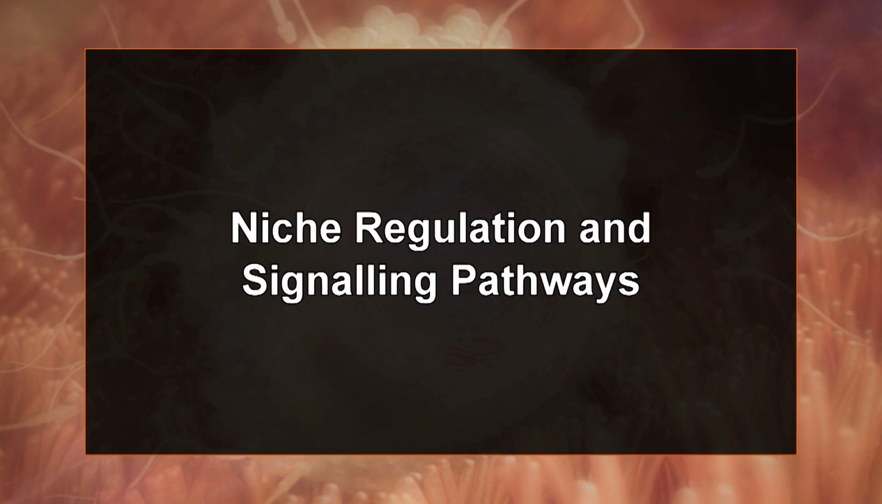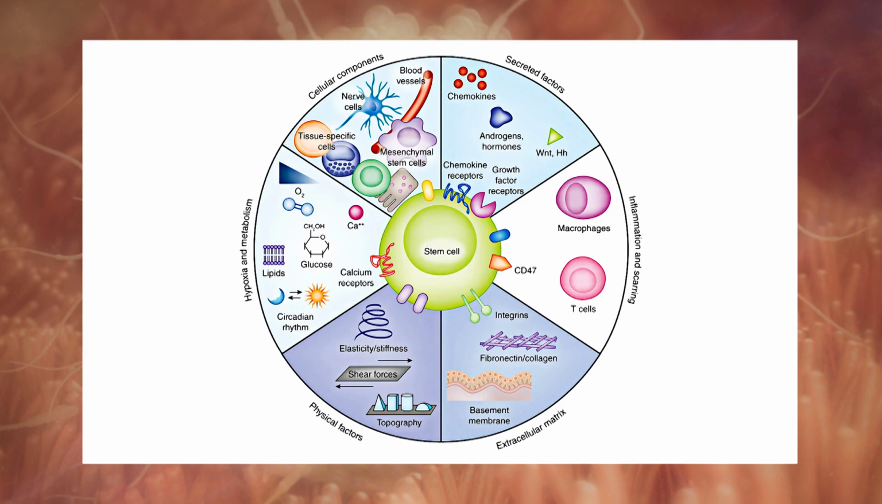Moving on to niche regulation and signaling pathways. Stem cell niches provide soluble factors, for example, stem cell factor for HSCs, and cell-to-cell contacts, for example, cadherins, to control quiescence and activation. In neural stem cells, or NSCs, of the subventricular zone, sonic hedgehog, SHH, and fibroblast growth factor 2, FGF2, promote neurogenesis, while aging impairs niche vascularization.